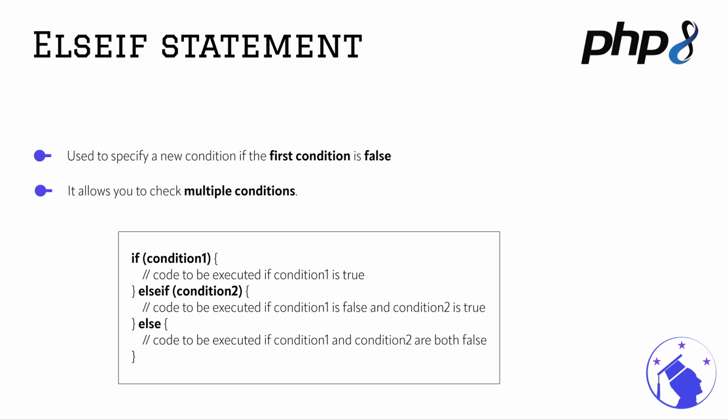Next is the else if statement. The else if statement is used to specify a new condition if the first condition is false. It allows you to check multiple conditions. This is how the syntax looks for the else if statement. Let's look at an example.